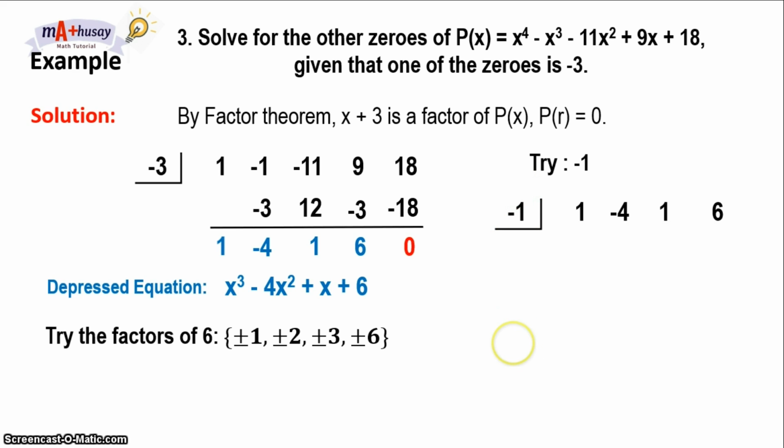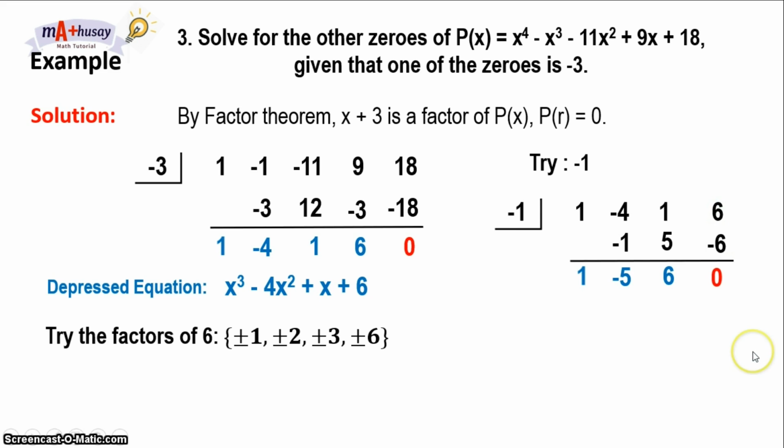Following the procedure of synthetic division, we bring down 1. So, 1 times negative 1 is negative 1. Negative 4 plus negative 1 will give you negative 5. Negative 1 times negative 5, you'll have positive 5. So, 1 plus 5 will give you 6. Now, 6 times negative 1 is negative 6. And we know that 6 minus 6 is 0.